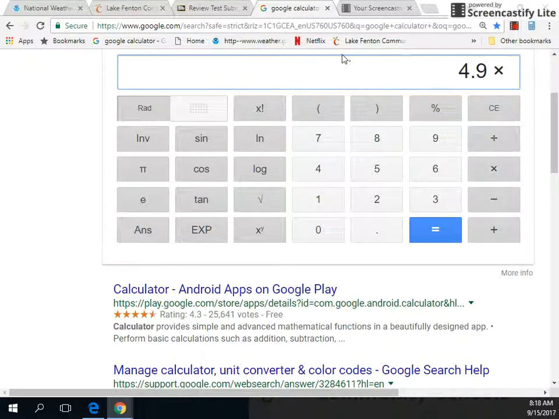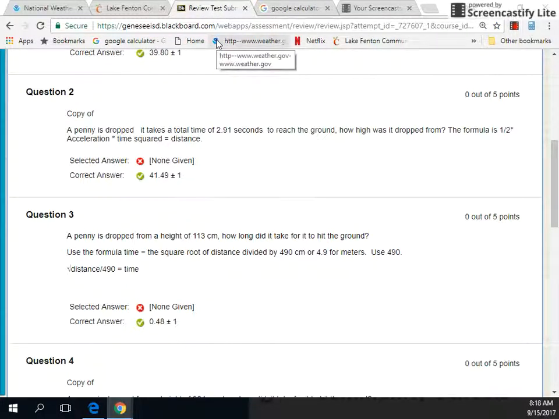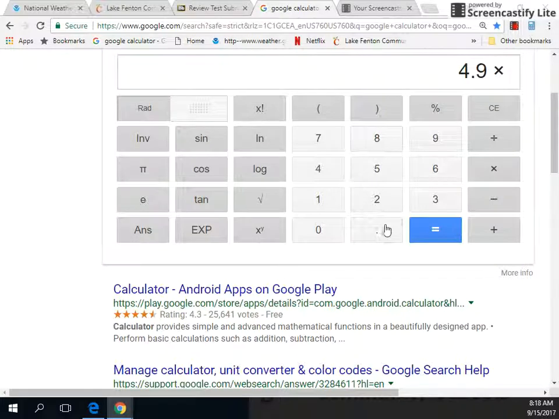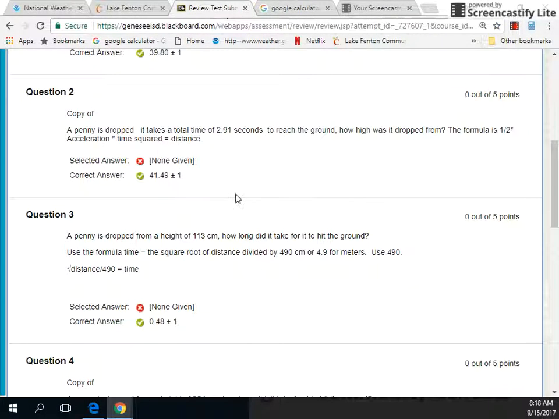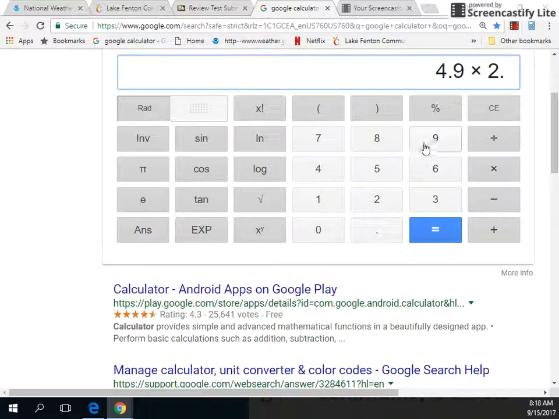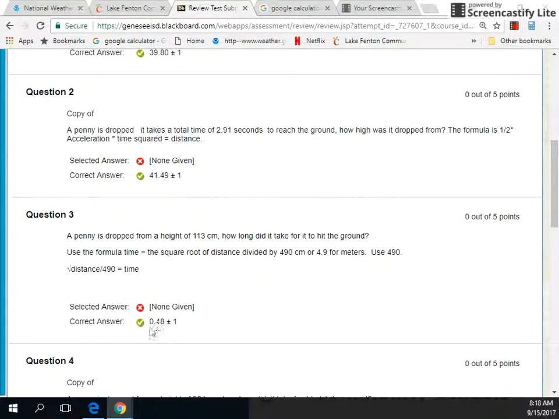Times 2.91. If that gives it squared, that gives us 4.48. Oh, no, here it is, 4.49. Look, that's easy. So you can just hit the square button.